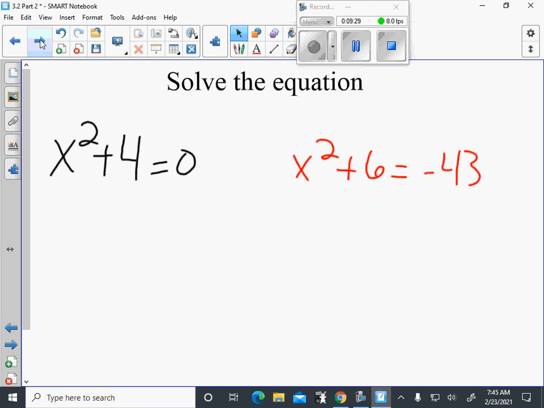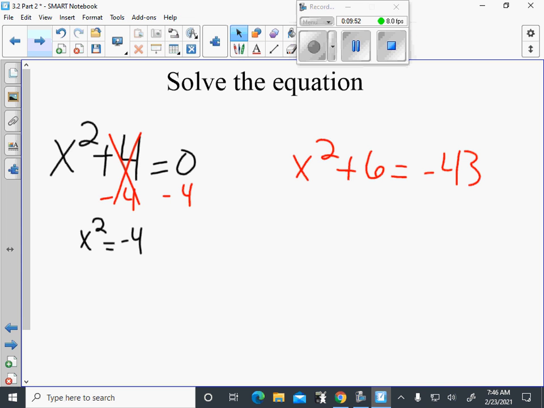Okay, here we are solving the equation. We're solving for x. Okay, so how do we solve for x? Well, we want to get x by itself. We're going to subtract 4 first. This is review from 3.1. We're left with x squared is equal to negative 4. Okay?